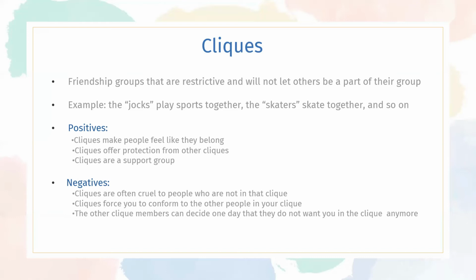However, when these groups are restrictive and will not let other people be part of their friendship group, then it is a clique. Cliques sometimes have strict rules and specific ways of acting. Cliques like to show off how popular they are. Sometimes cliques hurt others by excluding them or by picking on them.